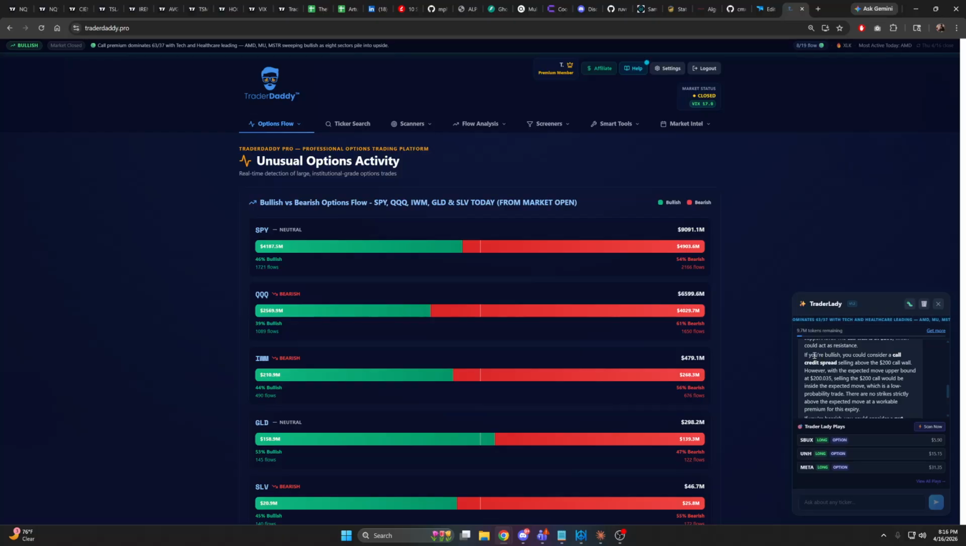And then it's saying if you are bullish, you could actually play a call credit spread, selling above the 200 call wall. And if you're bearish, you could play a put credit spread. Again, she's saying be cautious, and then asks more questions, which if I answer, she will go and pull up the options chain for me and give me some recommendations.